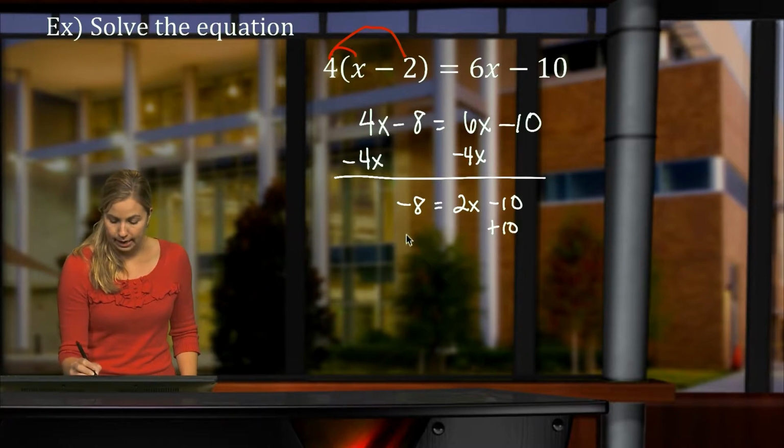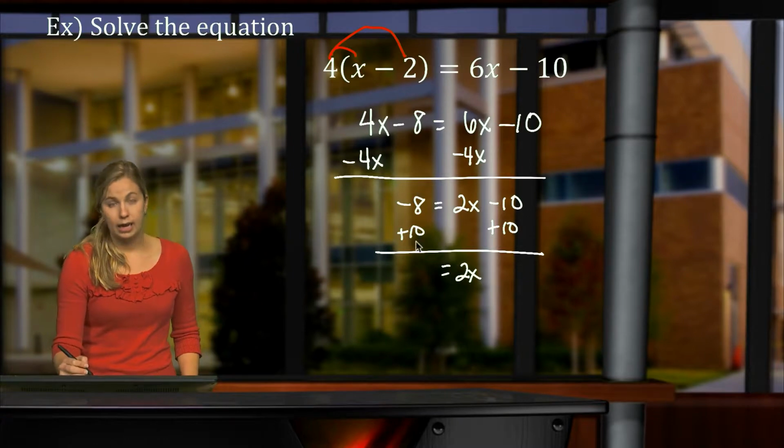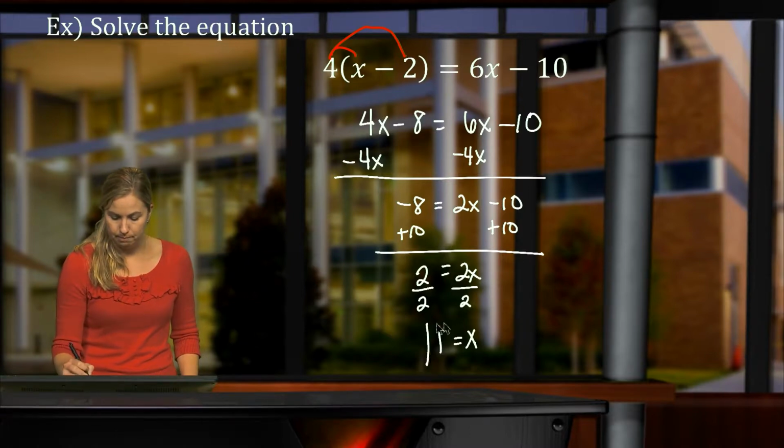Add 10 to both sides. Negative 8 plus 10 is 2. Divide both sides by 2, we get x equals 1.